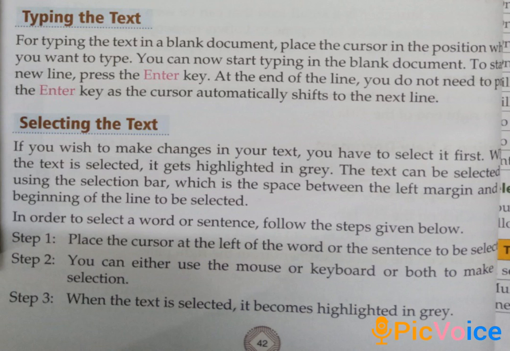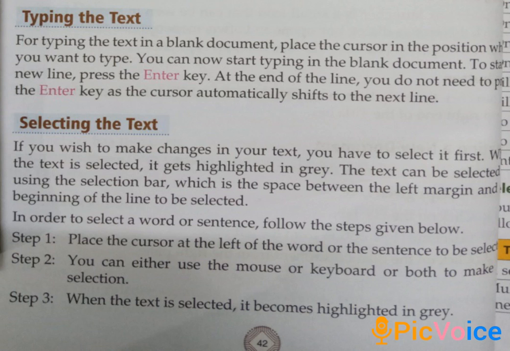Typing the text. For typing the text in a blank document, place the cursor in the position where you want to type. You can now start typing in the blank document. To start a new line, press the enter key. At the end of the line, you do not need to press the enter key as the cursor automatically shifts to the next line.